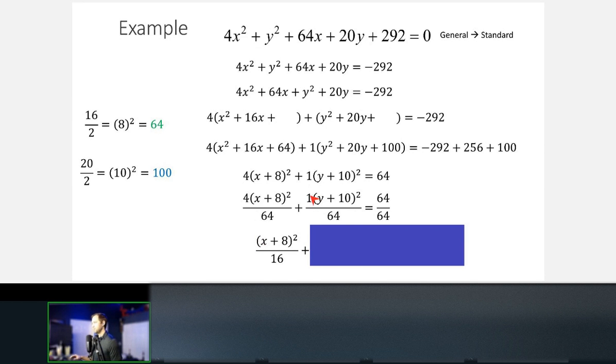Same thing over here. Does 1 over 64, does that reduce any further than what you see? No, it doesn't. In your final answer, should I put this 1 here? Yeah, absolutely not. Good.